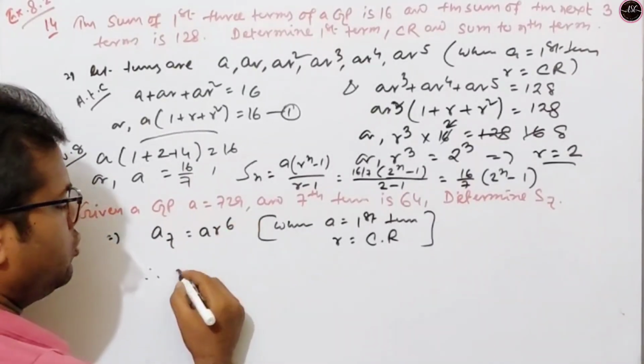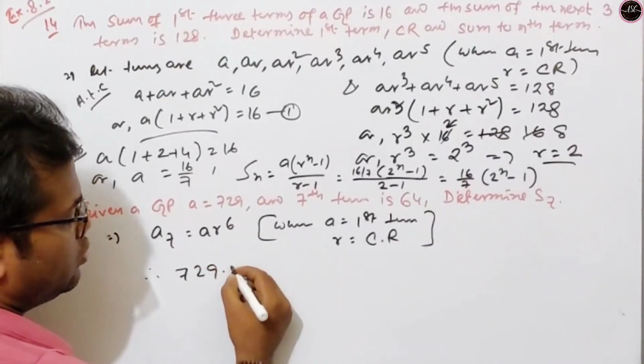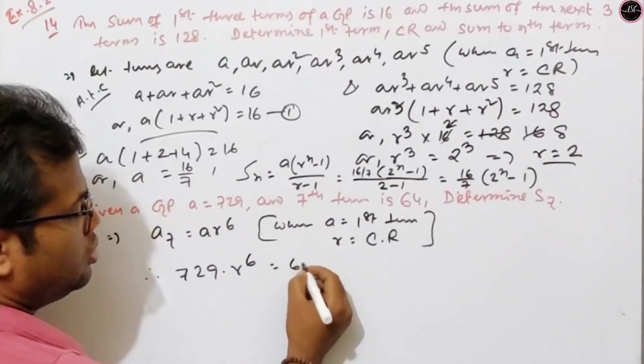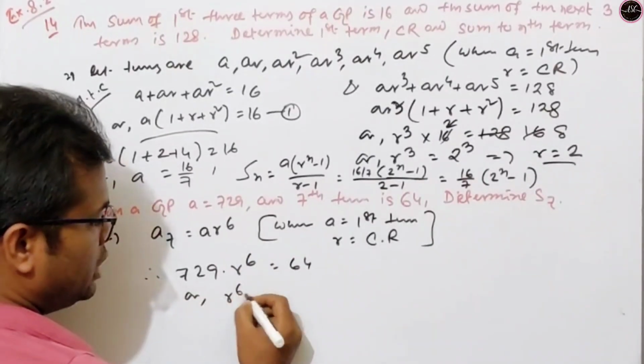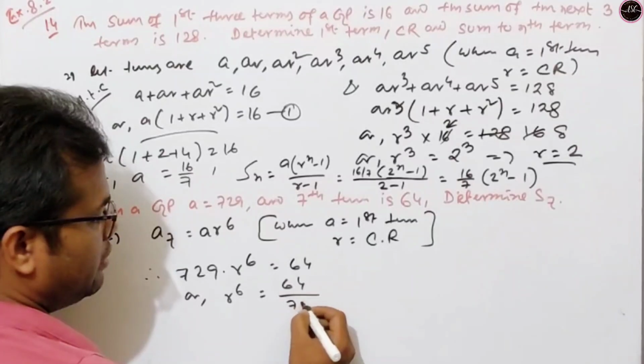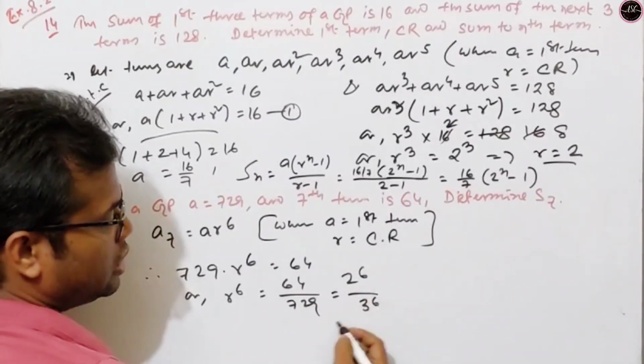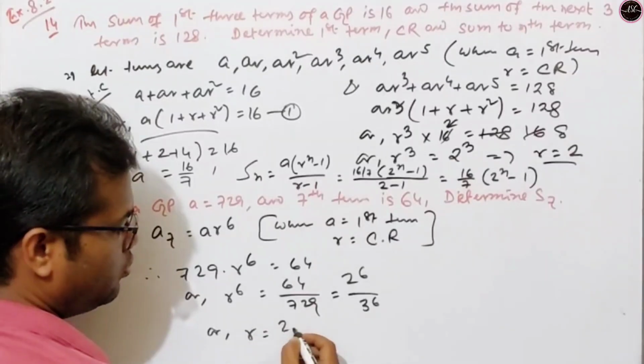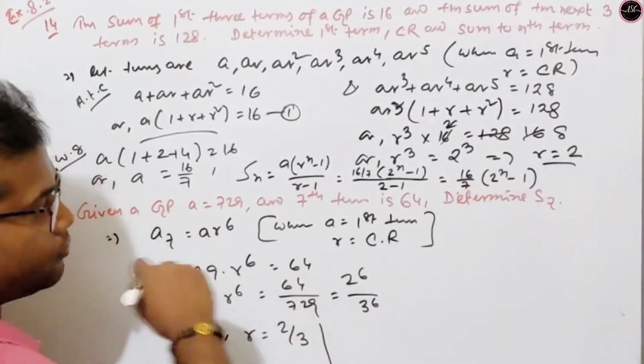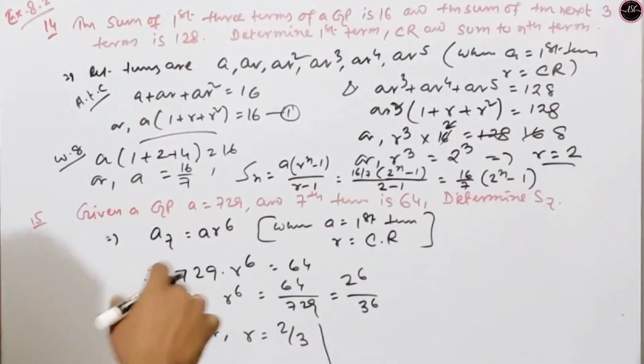Okay, so therefore here A equal to 7 by 9, R to the power 6, we don't know R, so A R to the power 6 is equal to 64, or R to the power 6 equal to 64 divided by 7 by 9. This equal to 2 to the power 6 divided by 3 to the power 6, or R equal to 2 by 3. Okay, so we have to find the S7.